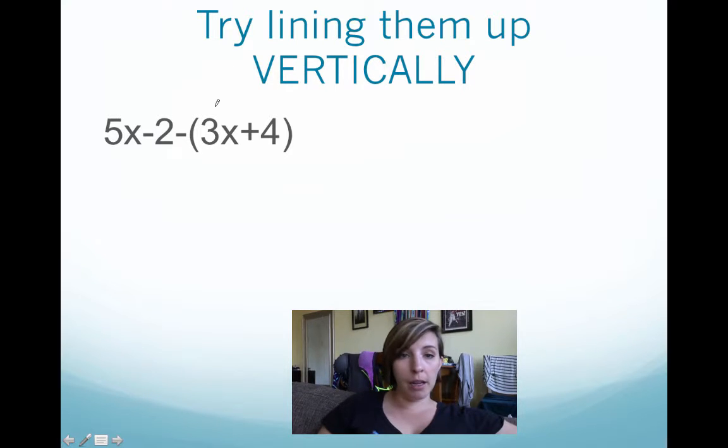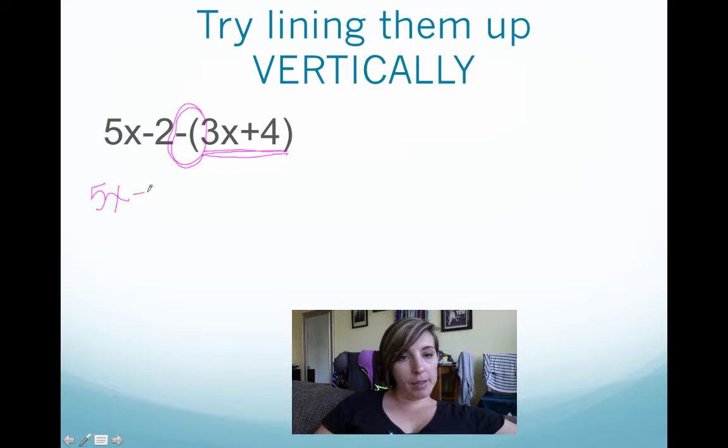Now, before I do that, I have this minus and an open parentheses. So I'm going to take everything that's inside of this parentheses, and I'm going to do the opposite. So I'm going to do 5x minus 2, and then I originally would have a positive 3x here, because if there's no sign, it's automatically positive. So I'm going to do the opposite of that, minus 3x, and then this plus 4 becomes a minus 4.